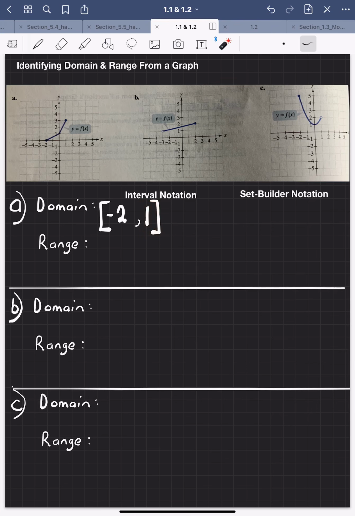So remember, the range is the output, the y value. Here, I need you to do this. Looking at this graph, I need you to start looking up and down. We're not looking left to right, we're looking up and down. So I need you to tell me, if you're looking up and down, what's the smallest value y ever gets to?